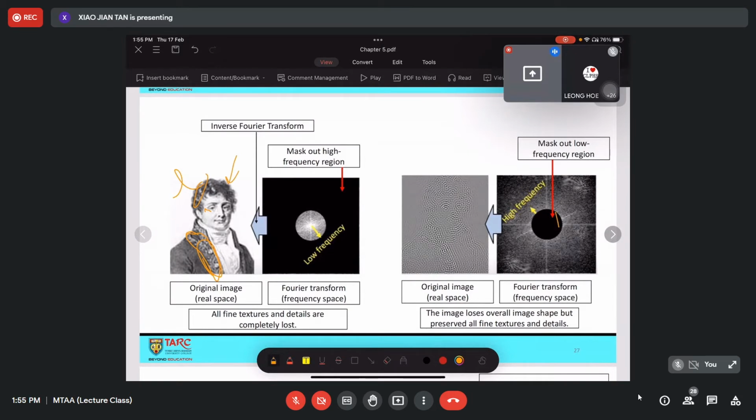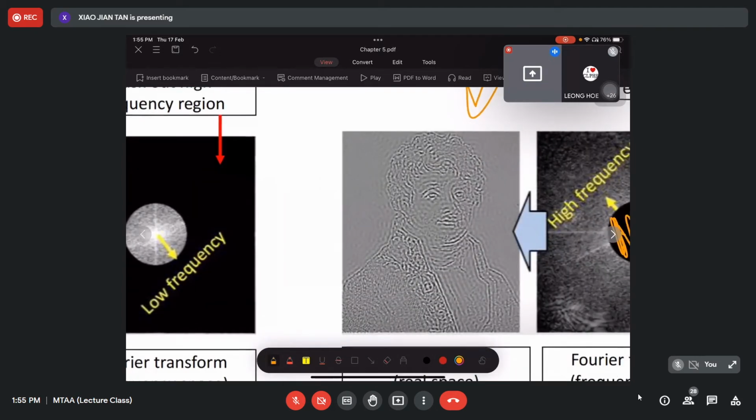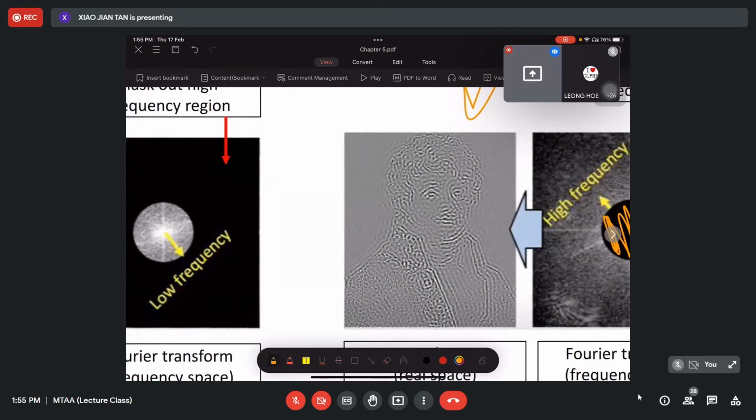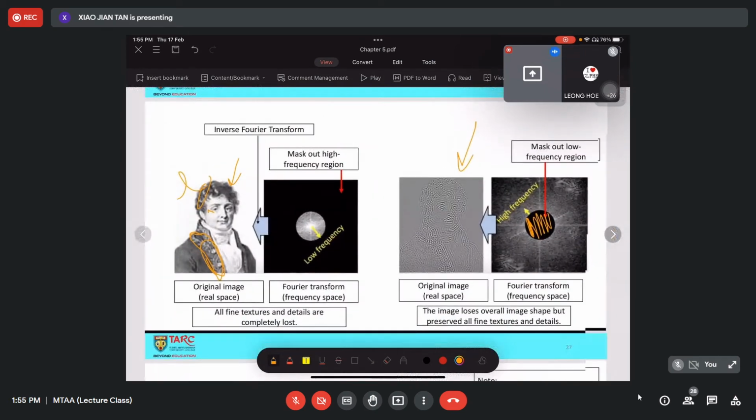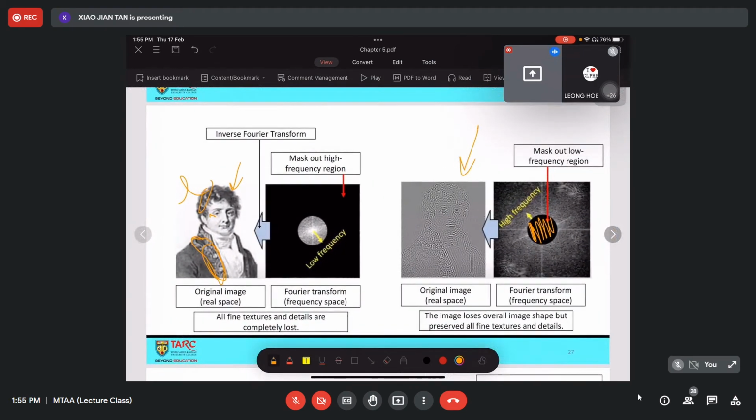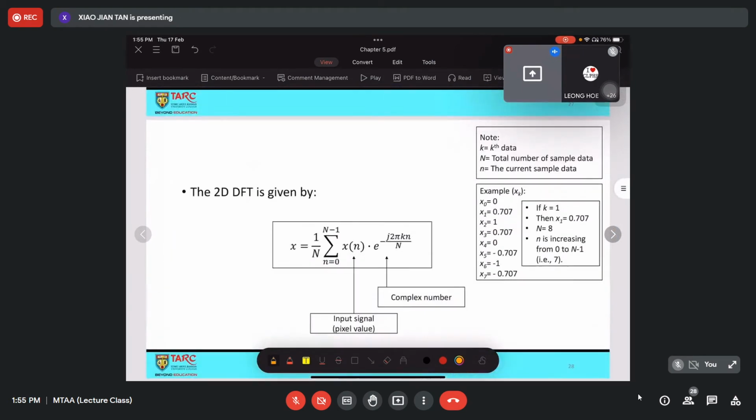And when we mask out the low frequency information and retain only the high frequency information, you can only see something like this one. Okay, you can't even tell if this is a male or female. So that is the high frequency information and low frequency information.